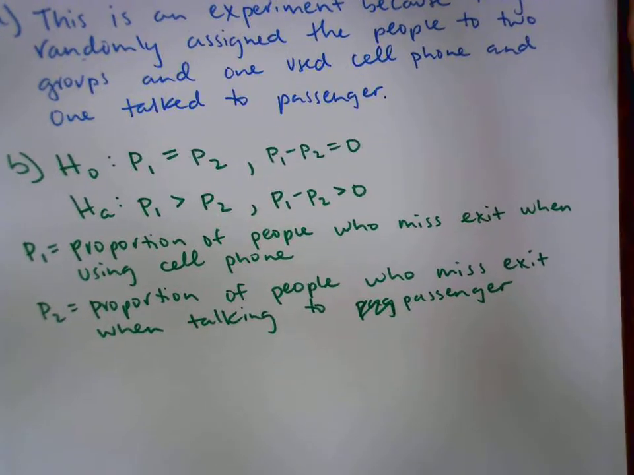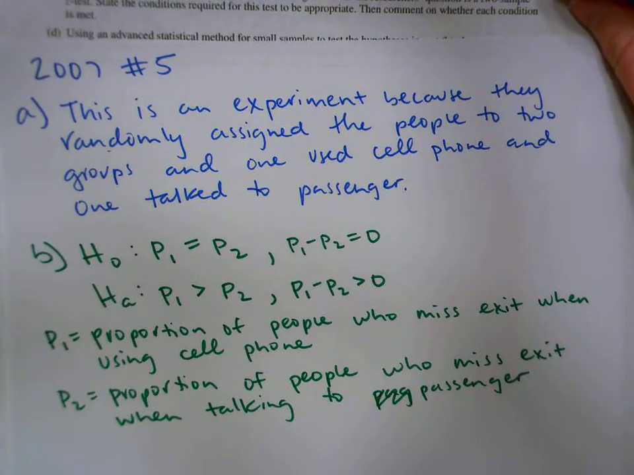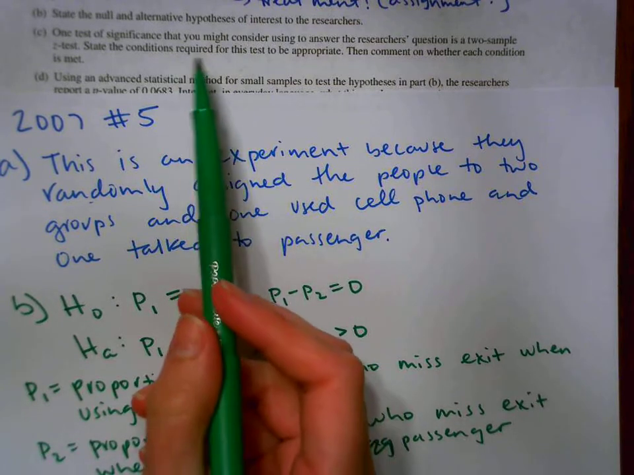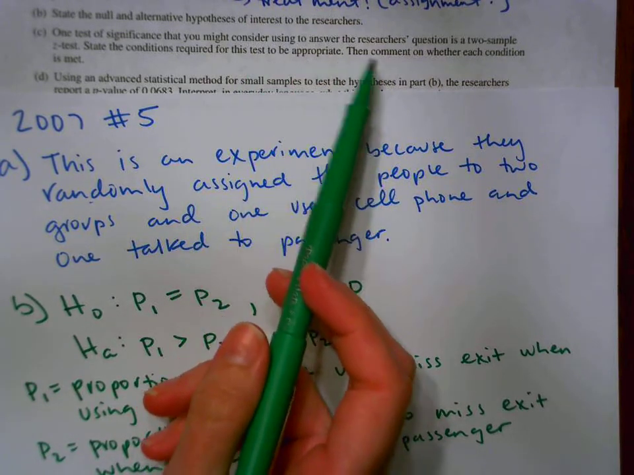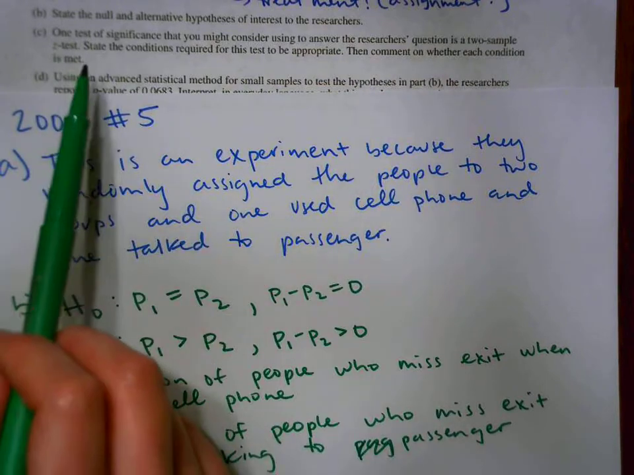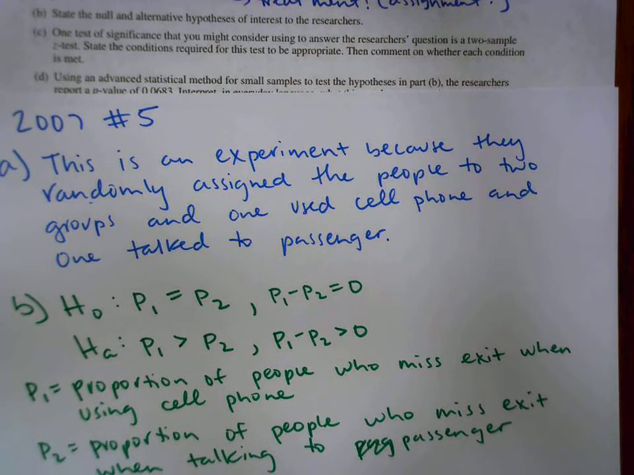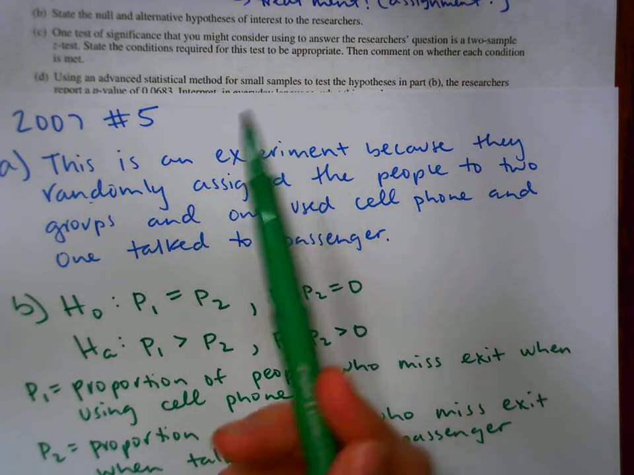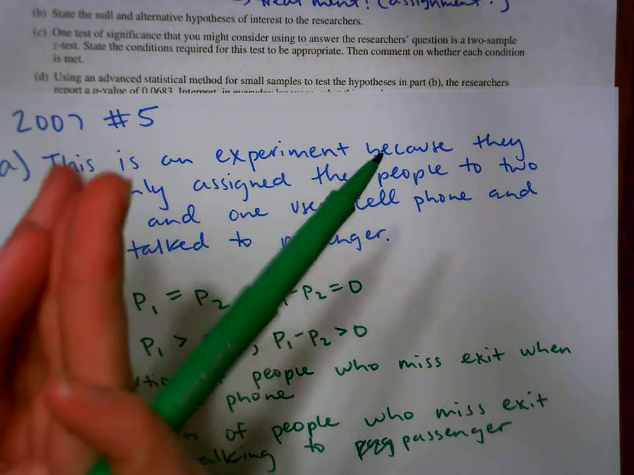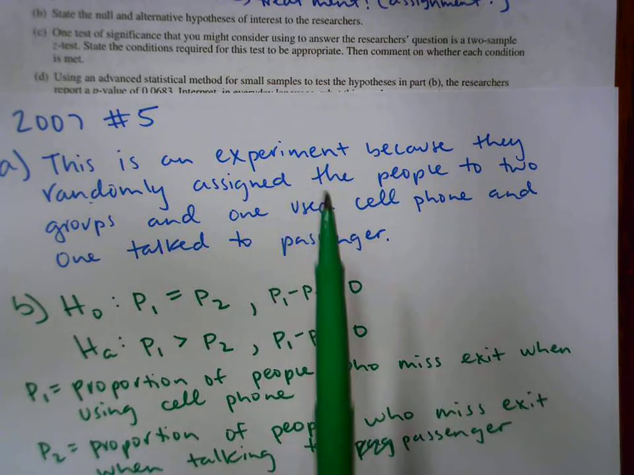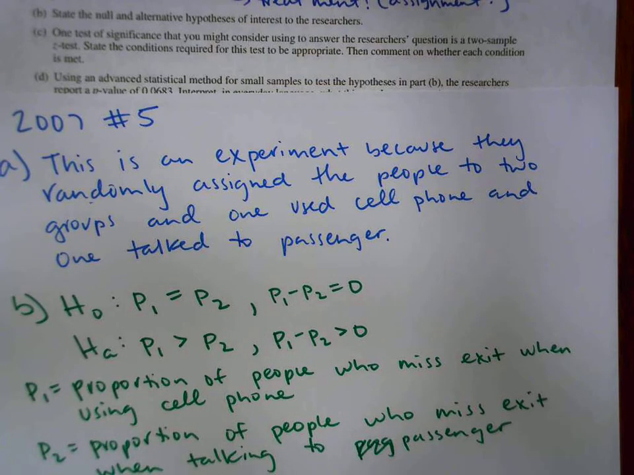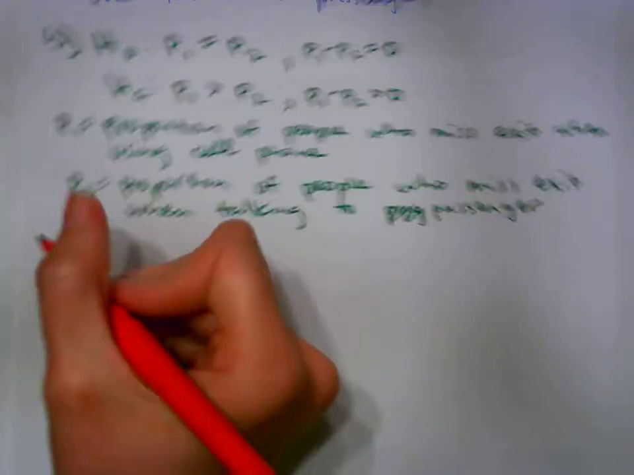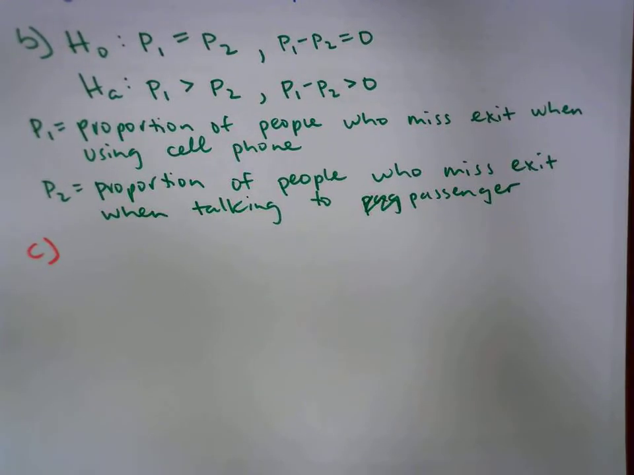Little details. Okay, so for part C, it says one test of significance that you might consider using to answer the researchers' question is a two-sample z-test. State the conditions required for this test to be appropriate, then comment on whether each condition is met. Notice how this is worded. They want you to state the conditions in general and then say, okay, are those conditions met for this problem specifically? The way I would do these type of problems is first state the conditions that we need.